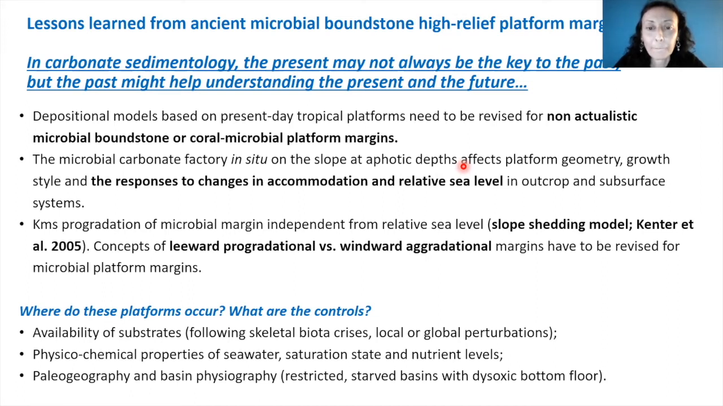Mm-hmm. Absolutely. Okay. Our next question comes from Stefan from Aarhus, Denmark. Hi, Giovanna, super talk. Can you see retrogradation in microbial high relief platforms, or will you just have pure aggradation during fast relative sea level rise? This is a very good question. I have seen, maybe I can go back. You can still see my slide, no? Yes.